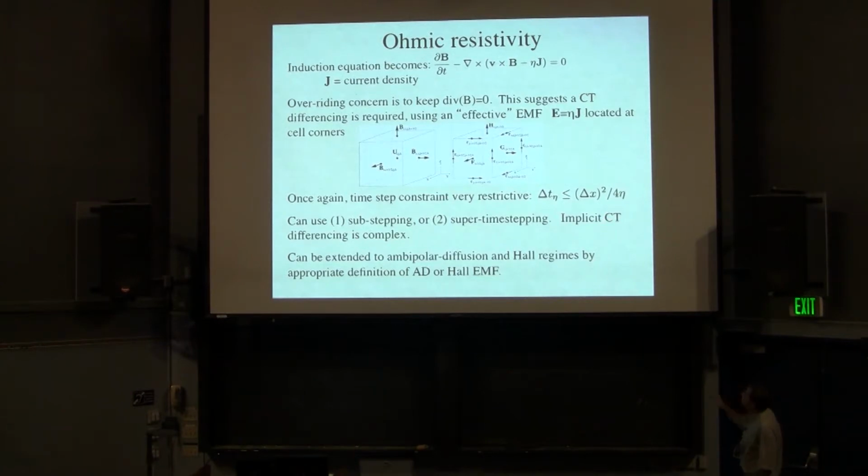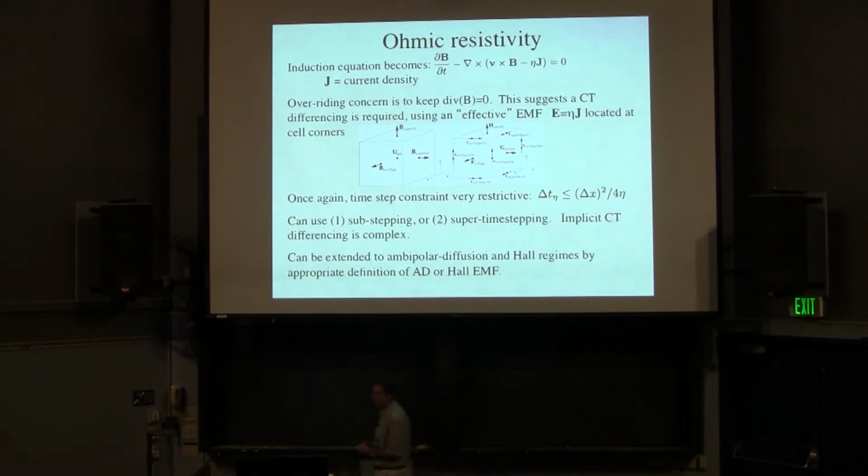With CT, trying to write down an implicit formula for resistivity is very complicated. It not only couples neighboring spatial grid points, it couples all the magnetic field components together too. X, Y, and Z are all coupled together. And so the matrix you get is enormous, and its sparsity pattern is more complicated. And so I'm not aware of anybody who's done implicit CT differencing. So far, everyone has relied on sub-stepping or super time stepping to include resistive effects when you're using CT to update the MHD equations.